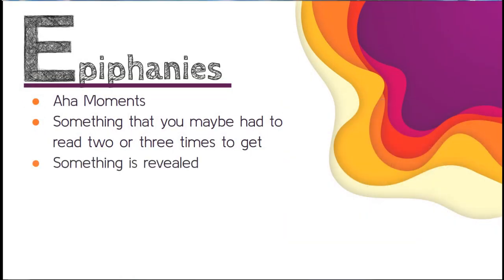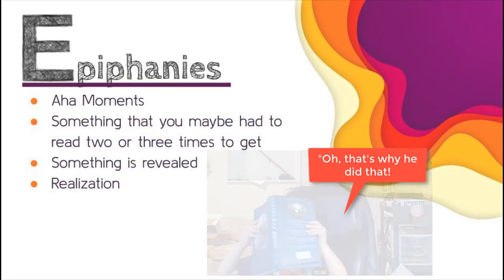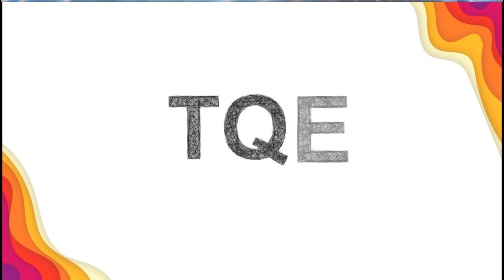It's when something is revealed that you did not see coming, when you have a realization. That's why he did that. So, that is TQE in a nutshell. A strategy for annotating your text to be prepared for group discussions, or just to annotate your text to be prepared when you look back at a text to review it for your own personal reasons.